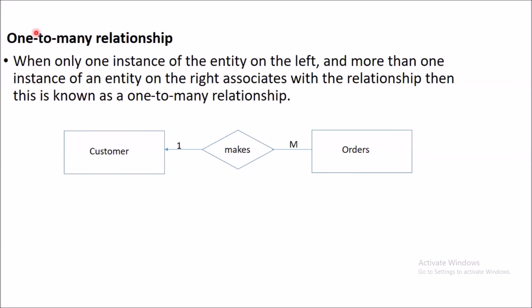And next one is one-to-many relationship. When only one instance of the entity on the left and more than one instance of the entity on the right are associated with the relationship, this is known as a one-to-many relationship. Here you can see a customer can make more than one order. We have one customer and orders can be many. And we represent one with an arrow and many with a simple line.